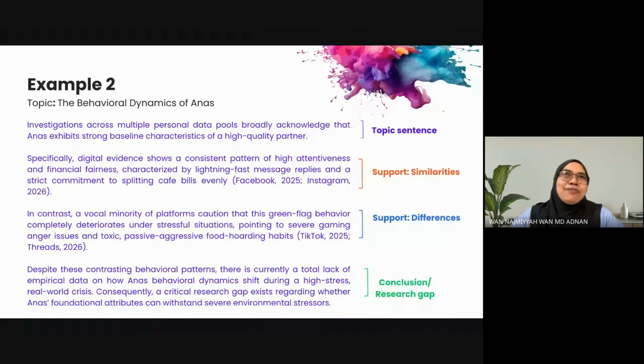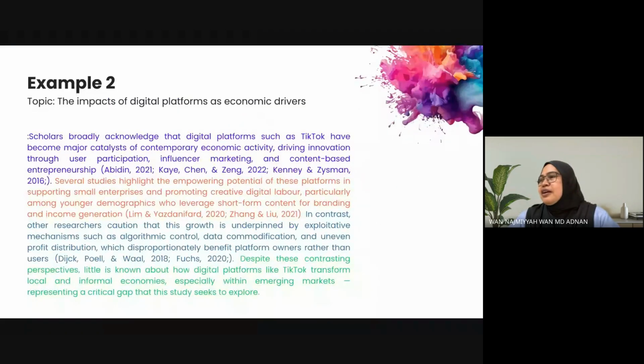Okay, now we've talked about Anas. We're not going to go to Iman or Carlos, but let's apply the same concept to a more serious topic. The topic is the same one we drafted before: the impacts of digital platforms as economic drivers. So this is what it looks like in a literature paragraph. The previous one, I just split them apart.